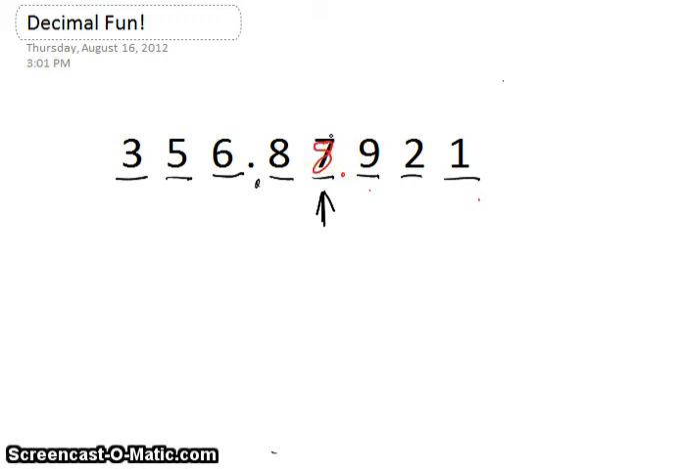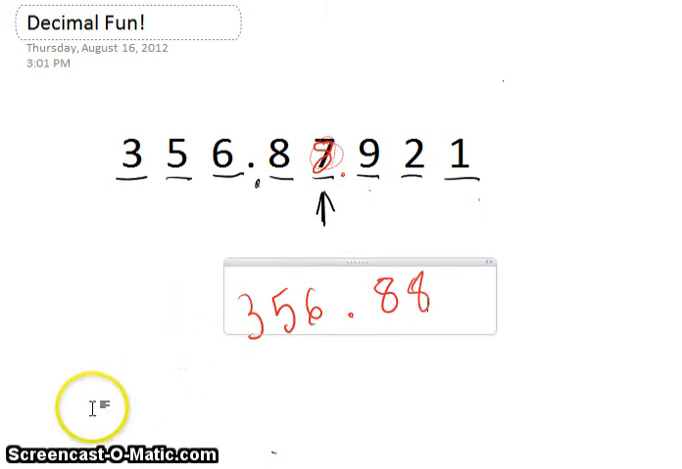I know you might not get it, but since 921 is greater than 500, you would round it up. So this needs to transfer over to this place, right here. So this number, if rounded to the nearest hundredth, would become 350 56.88 hundredths.